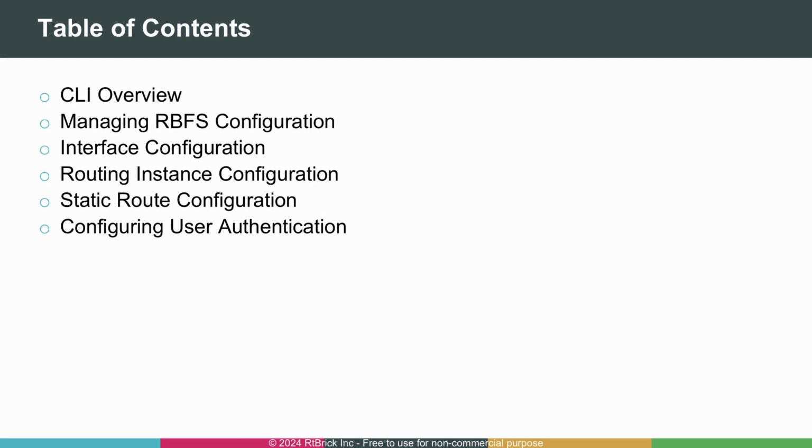Once the box is up and running, we'll guide you through configuring the network interfaces. Moving on, we'll briefly touch on routing instances and static routes, including how to set them up. Finally, we'll wrap up with a look at user authentication configuration.